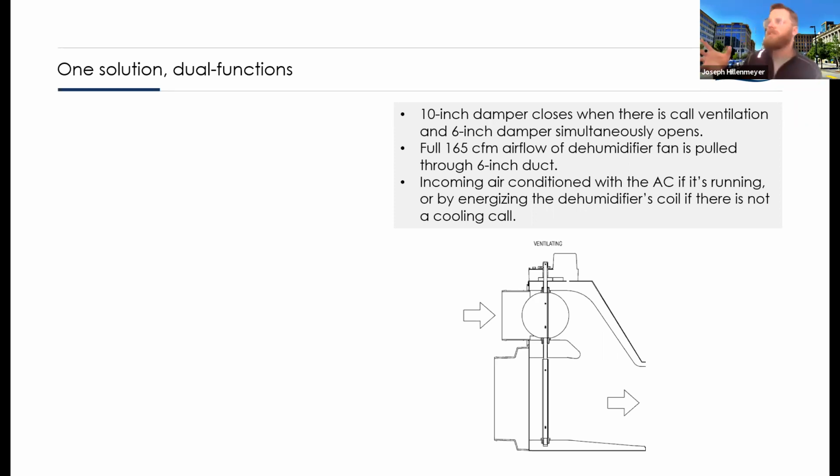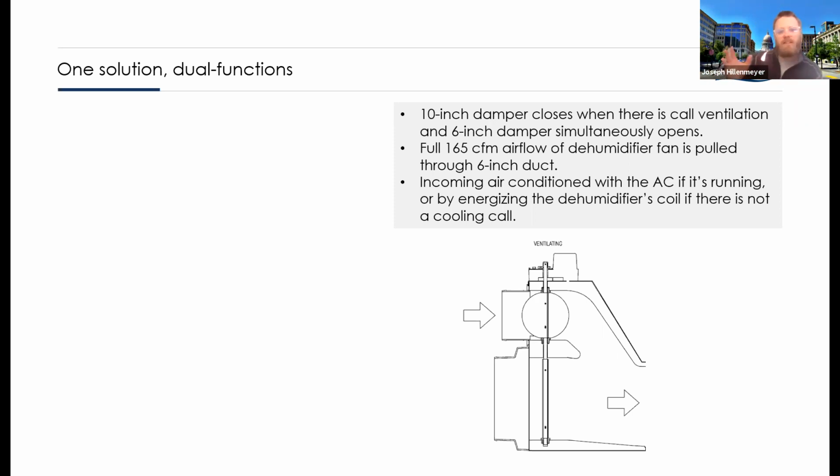Great. And the way that works is there's this 10-inch damper, which would be the normal intake for our dehumidifier. That'll still be there for when you're recirculating the air or you're conditioning the air that's in the home. But then we have the 6-inch ventilation damper, and there's two dampers there that when one's open, the other one is closed. And so when we're ventilating, we'll open up that ventilation damper.